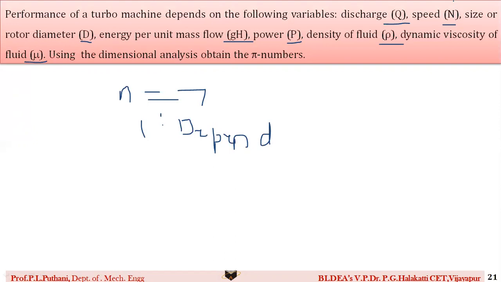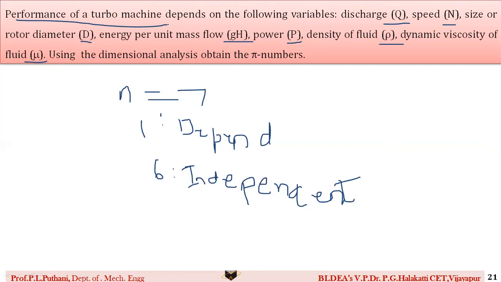So you have to find which is the dependent variable. If you read the statement carefully, you can judge which it is. One is the dependent variable and the other 6 are independent variables. The variation of these 6 independent variables will give the result of that particular dependent variable. If you read the question carefully, it says performance of a turbo machine. So what is the function of a turbo machine or a device like this?